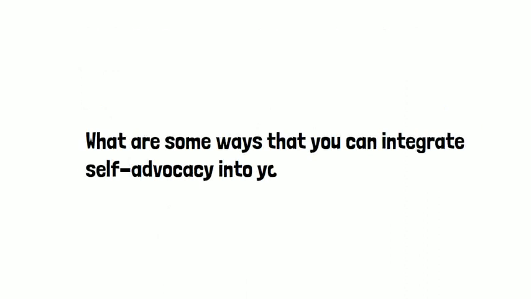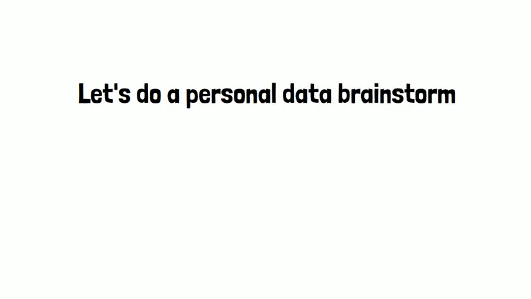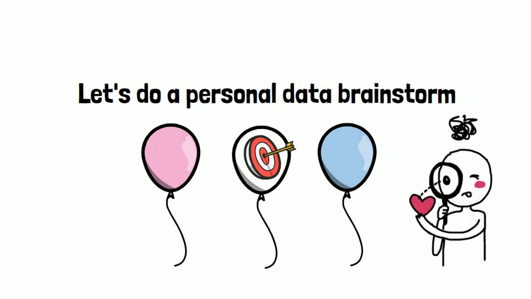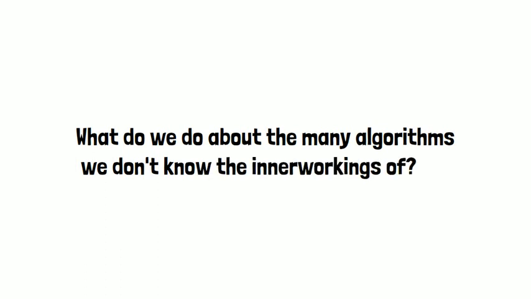And for now, I have some discussion questions for us. What are some ways that you can integrate self-advocacy into your work? Next, let's do a personal data brainstorm. And keep in mind that some data isn't neutral. If we were to collect gender statistics right now, all of us non-binary people could either be outed or targeted. But for me, the point is still to prepare people to advocate in the real world, where that could be a real problem. So what are some good ideas around integrating personal data? And what do we do about the many algorithms we don't know the inner workings of? How can people advocate for themselves against those?